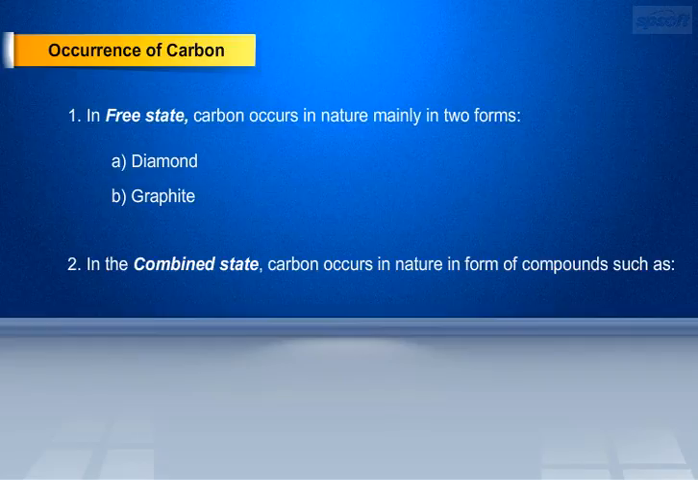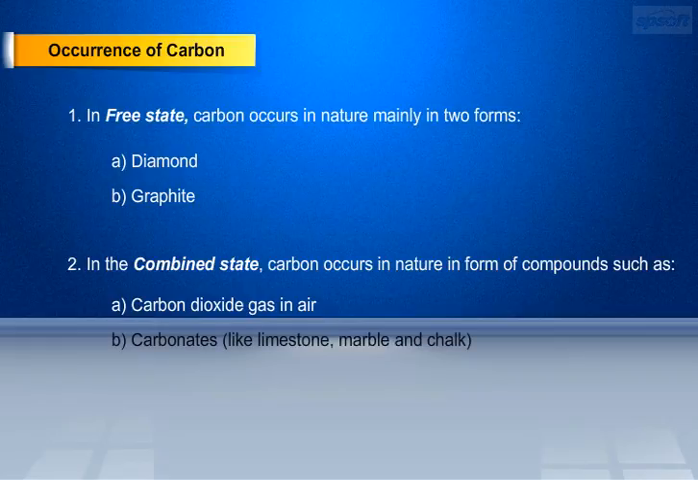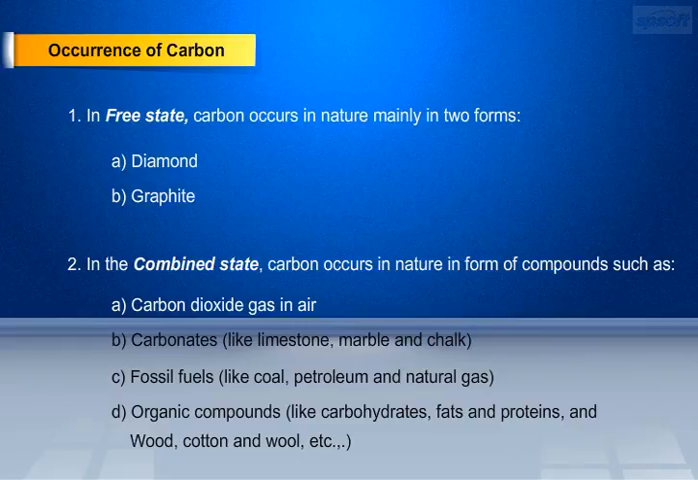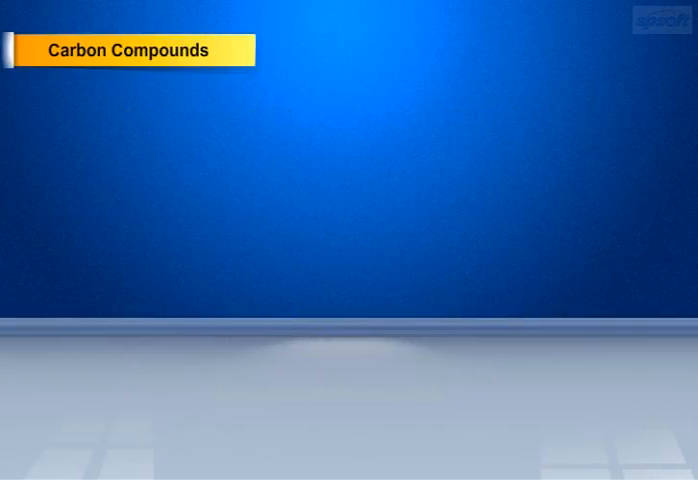In combined state, carbon occurs in nature in the form of compounds like carbon dioxide gas in air, carbonates like limestone, marble, and chalk, fossil fuels like coal, petroleum, and natural gas, organic compounds like carbohydrates, fats and proteins, wood, cotton, and wool, etc. Now, let us move on to carbon compounds.